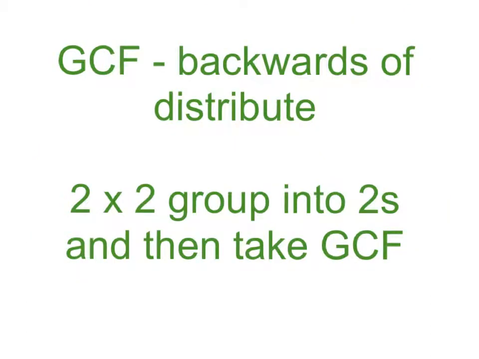Okay, so in summary, we have learned 2 different methods of factoring this section. We've learned that we can take the GCF, which is actually the backwards method of the distributive property. So instead of combining things together like distributive does, we are taking them apart. Okay? And then the 2 by 2 method, which means we're going to group into 2s, right? We're going to group into binomials and then take the GCF of each individual group. Okay? So at this point, Miss Lee will give you your homework and you can start working on that.